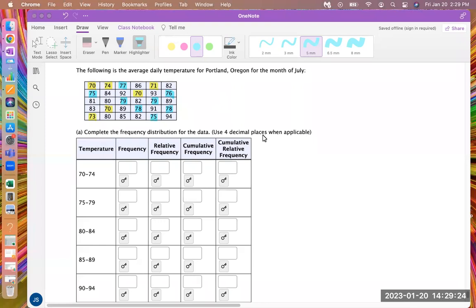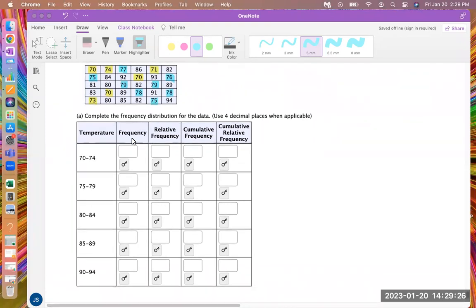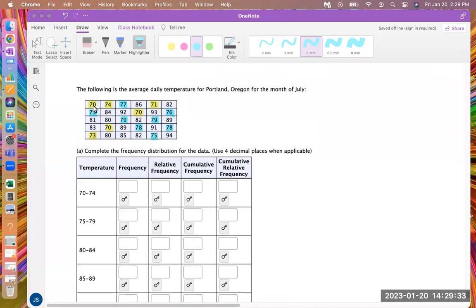Use 4 decimal places when applicable. So the frequency is just the number of times that thing occurs. These are what we know as the observations. So we want to know how many of the observations up here were between 70 and 74. I already highlighted all the numbers. I highlighted in yellow all the observations up here between 70 and 74. And I got 1, 2, 3, 4, 5, 6 of them. So that first answer there is 6.